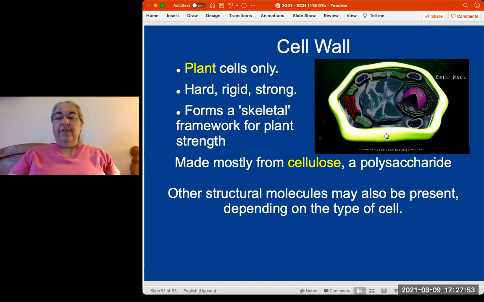The molecule that's mostly found in plant cell walls is cellulose, a polysaccharide. You'll be learning exactly what I mean by polysaccharide in a few weeks' time in the main biochemistry lectures. Other molecules could also be present, but one important thing about cellulose is that many animals use cellulose as a food source. So grazing animals like goats or cows or elephants or any animals which eat plants, a lot of the energy they get from their food comes from the cellulose on the outside of the plant cells.